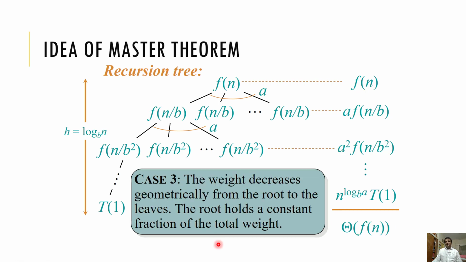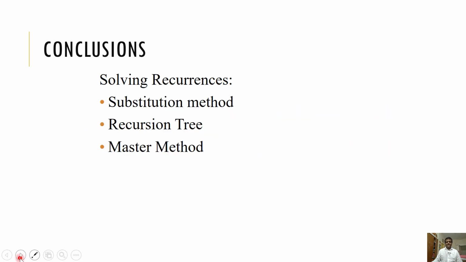And case 3: this is the heavyweight guy. The weight decreases geometrically from the root to the leaf, so this is negligible and this is the heavy cost, and we also have a regularity condition over here. Okay, so that is the rough idea of the proof of the master method with the help of a recursion tree. Let us conclude this lecture.